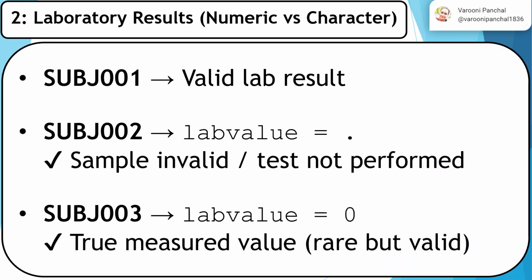Laboratory results, numeric versus character. Say the first subject has a valid lab result. The second subject's lab value is missing. That means the sample was invalid or the test was not performed. The third subject's lab value is 0. That means a true measured value, rare but valid.